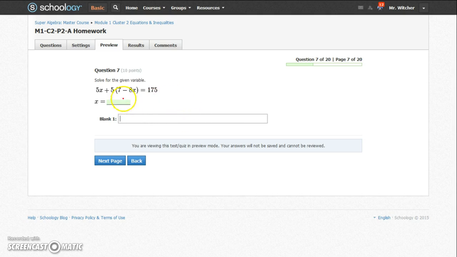Question 7. I have distribution. I'll just write my box over to the side. I have 7 and negative 8x. 5 times 7 is 35. 5 times negative 8x is negative 40x. So when I rewrite my equation up here, I'll begin with 5x plus 35. I'm taking this straight out of my distribution box.